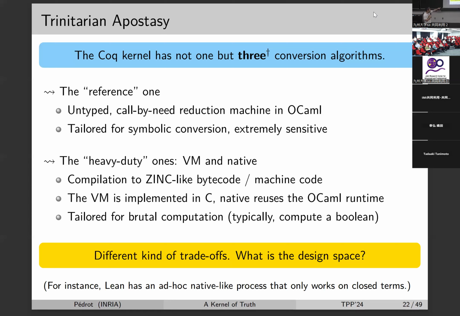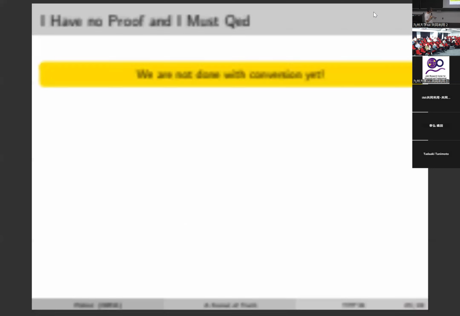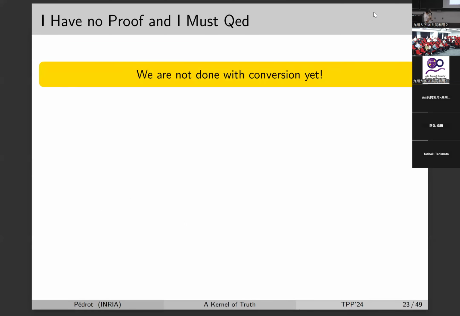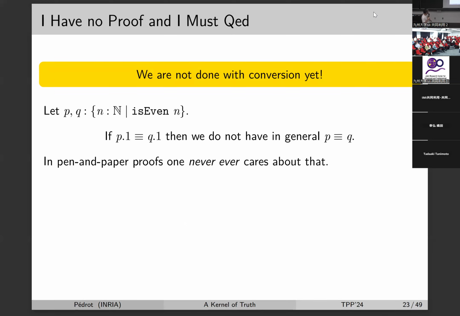I would like to mention Lean, for instance, that has another different kind of evaluator that does something different. So there are a lot of intrinsic things. I would like to attract your attention to the fact that this conversion problem is very interesting from the point of view of what we can do. Okay, so that's one thing, but there are still more things to say about conversion.